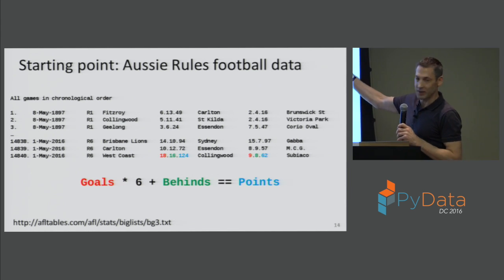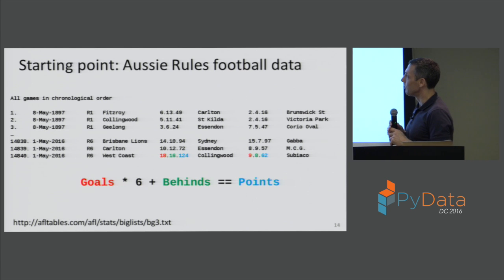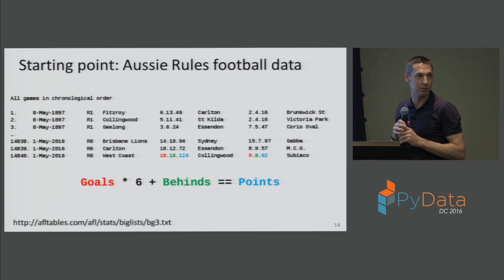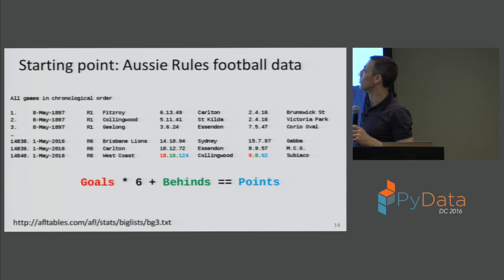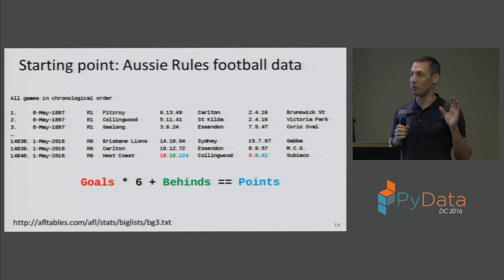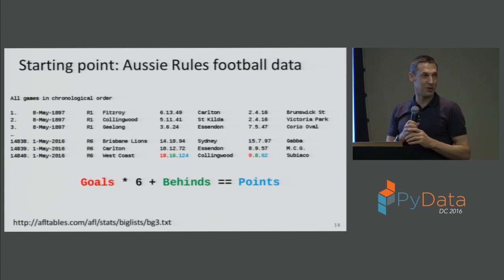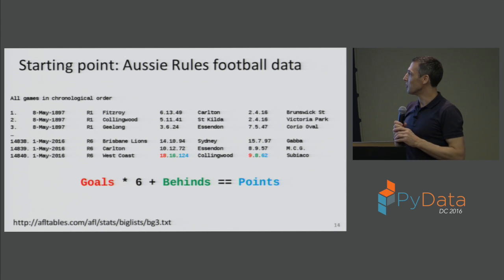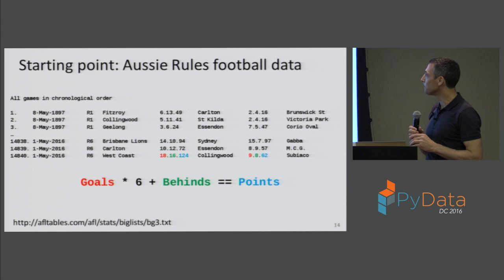If you load this sample data set, you'll see it looks like this. This is a listing of all of the games that have ever been played since the start of the tournaments in 1897. One curious aspect is the scores. The scores are made up of three numbers. The first number is the number of goals, which is worth 6 points. The second number is something called behind, which is really something that's not quite a goal. I'll show you a little video on that. But the total is the total number of points.